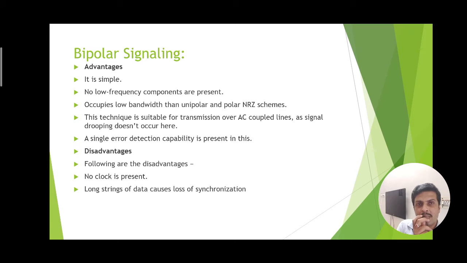Now, bipolar signaling has some advantages, because it occupies lower bandwidth than the unipolar and polar not return to 0. This technique is suitable for transmission over AC coupled lines because there is a transition. That is why it will not wander, so DC wandering can be avoided, as signal dropping does not occur here. Single error detection capability is present in this coding technique, but as a disadvantage, long strings of data cause loss of synchronization. In such cases we have to think about some other technique of coding.